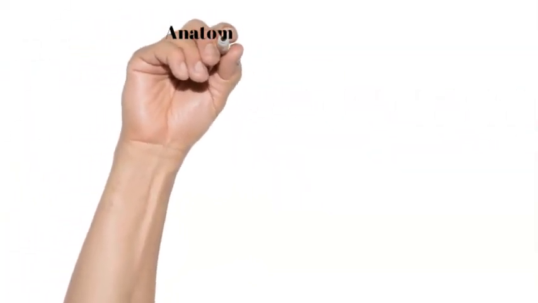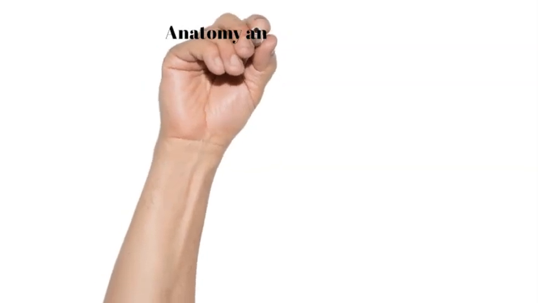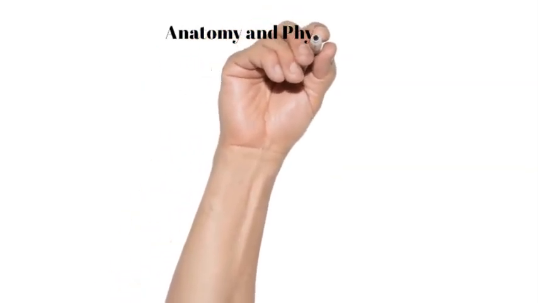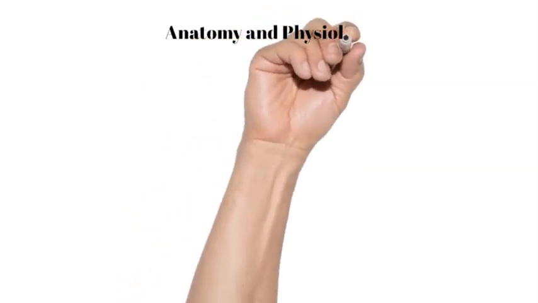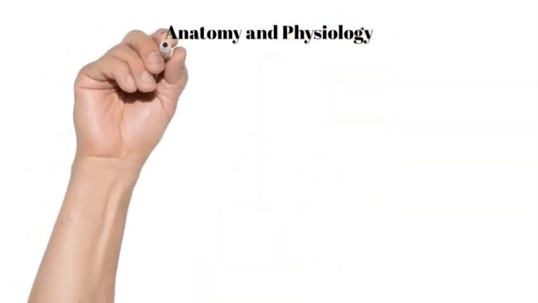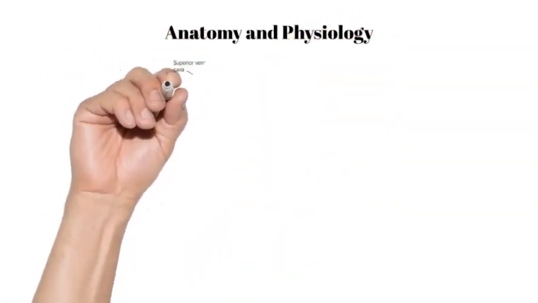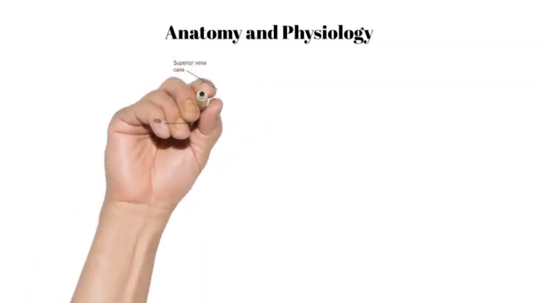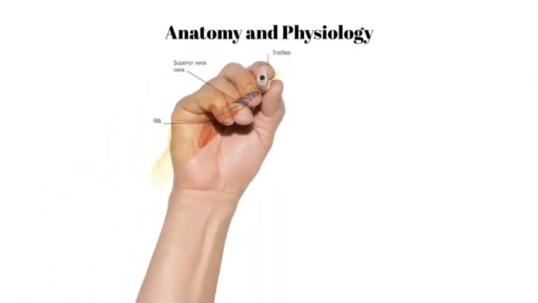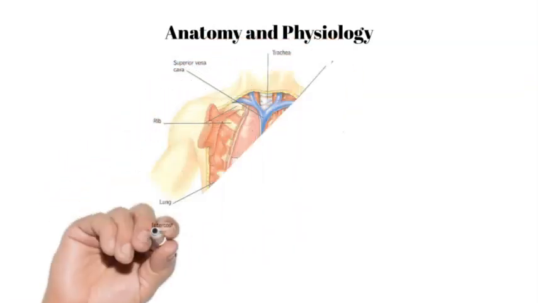Anatomy and physiology. The thorax, or chest, is made up of several structures including the rib cage, sternum, and thoracic vertebrae. These structures protect the lungs, heart, and other vital organs. The lungs are a pair of organs located in the thorax, and they are responsible for the exchange of oxygen and carbon dioxide in the body.